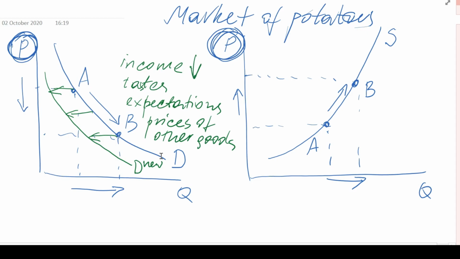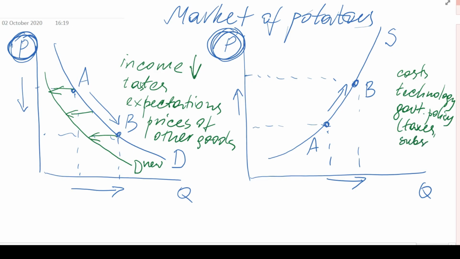The main factors which will shift supply curve will include costs of production, technology, and government policy. This includes taxes and subsidies. And also expectations. Expectations will affect both demand and supply side of the market. With supply, it's quite easy to memorize what happens to supply curve, how these determinants of supply will shift the curve, because we can convert all these determinants into costs of production.